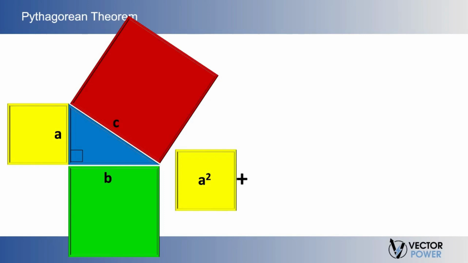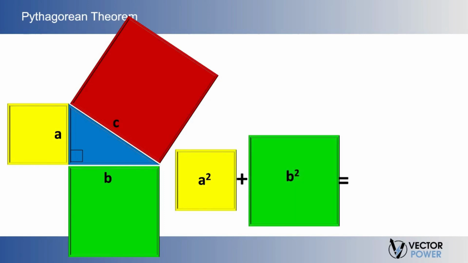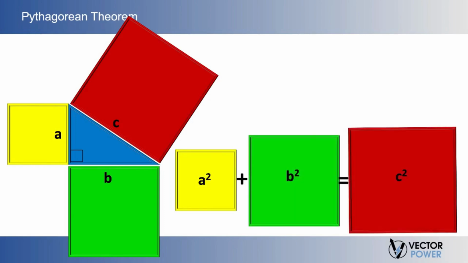A squared plus b squared equals c squared. Now note, c is the longest side of the triangle. A and b are the other two sides. We know that the longest side of the triangle is the hypotenuse. So the formal definition of the Pythagorean theorem is, in a right triangle, the square of the hypotenuse is equal to the sum of the squares of the other two sides.